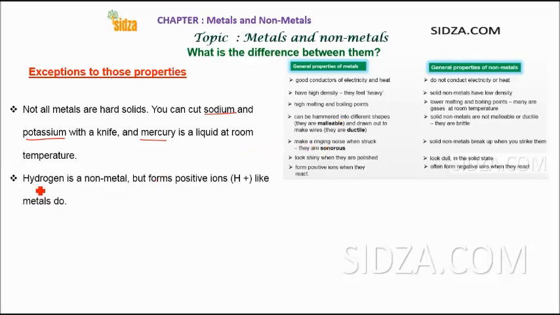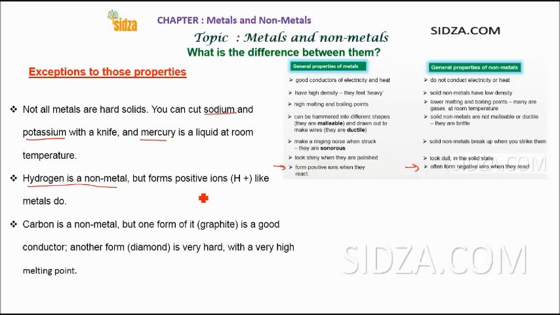Next point, we say that metals lose electrons while non-metals gain electrons, and form anions. Hydrogen is a non-metal, but it generally forms H+ like the metals. It generally loses electrons. It has a tendency to lose electrons, just like the metals.